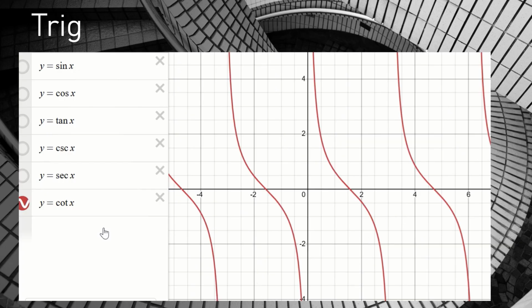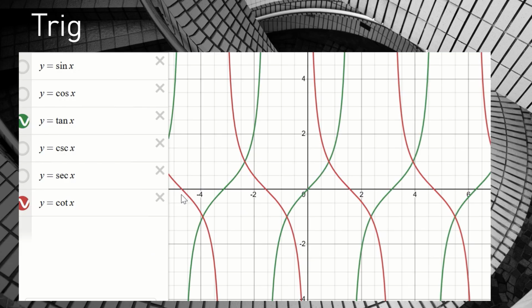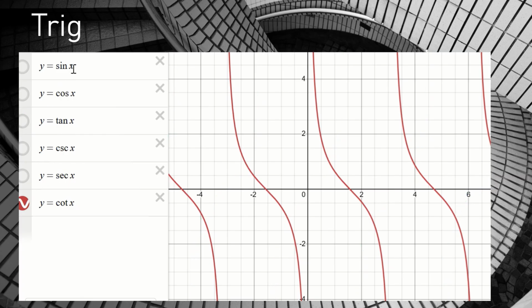And finally, the cotangent right here looks very similar to tangent. I'm going to put that one up for a second. See how they are going different directions? But your cotangent is cosine over sine, which means that wherever the sine is 0, that's where you're going to get your vertical asymptotes. Because right here, do you see where sine is 0? You're going to get a vertical asymptote on your cotangent. Wherever your sine is 0, you're going to get a vertical asymptote on your cotangent. So notice how in this spot, this spot, this spot, and this spot, those are going to be your vertical asymptotes for your cotangent function.